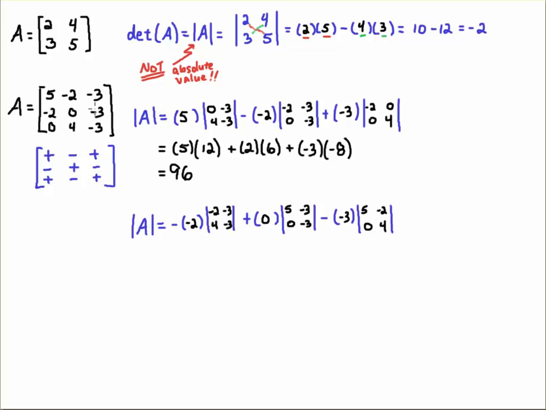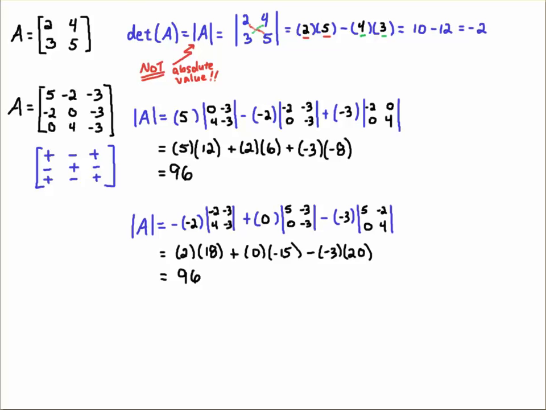And then if I'm expanding on this minus 3 here, then I put the minus 3 there. That minus sign, remember, comes from the checkerboard pattern. And then if I'm expanding on this minus 3, that's the third column and this middle row, so I'm going to have 5, minus 2, 0, 4. And then if you do all those computations, of course, you'll get 96 as well.